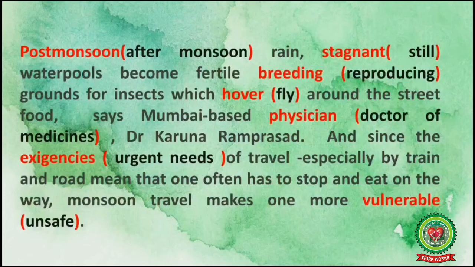According to Dr. Karuna Ramprasad, who is a Mumbai-based physician, after monsoon rain water gets collected in the pits. This stagnant water becomes a breeding place for many insects. These insects keep flying around the street food, which results in contaminating the food. Normally, when people travel by train or road, they eat street food they find on the way. This street food during monsoon season is highly unsafe for these travelers.